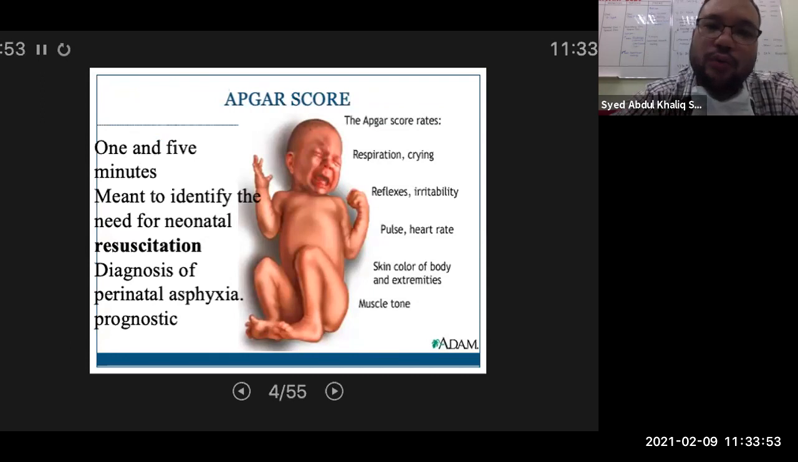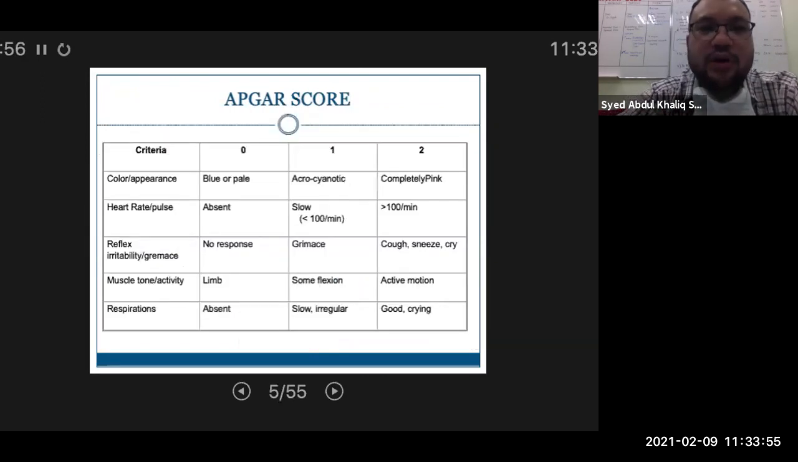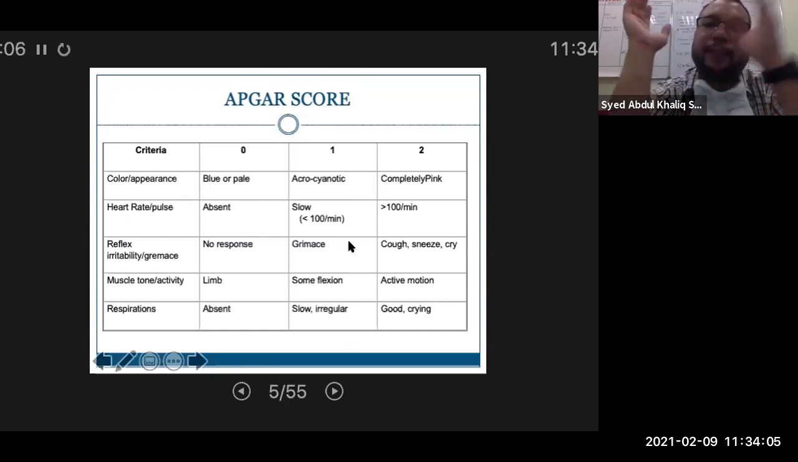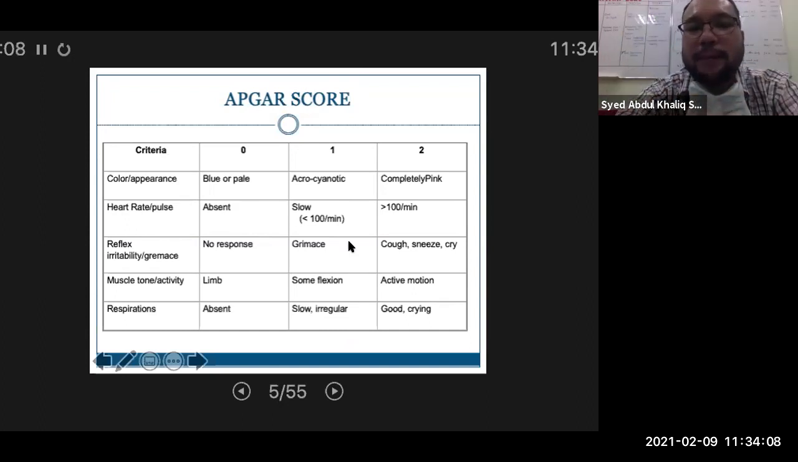Okay. So what do we assess for the APGAR score? The APGAR score is basically we assess this one. So appearance, the color and appearance of the baby, whether it's blue or pale, acrocyanosis, meaning blue at the peripheries, or the baby is completely pink. Heart rate, whether it's absent or is it slow or is it good. Reflex, the grimace of the baby, whether there's any response or just grimace, or the baby starts to cry and cough or sneeze and so on and so forth.